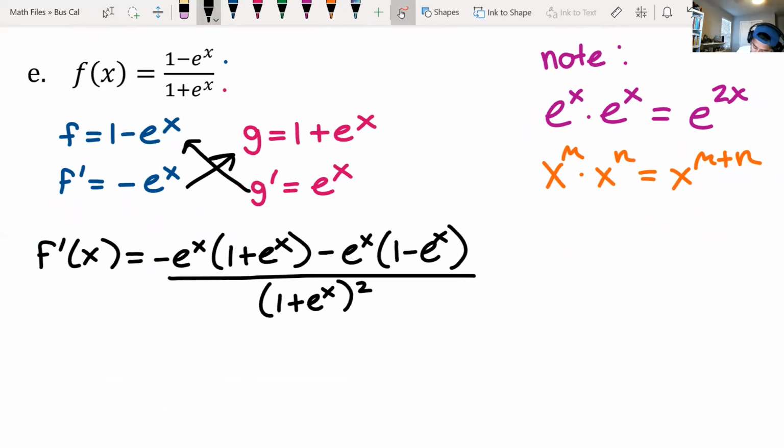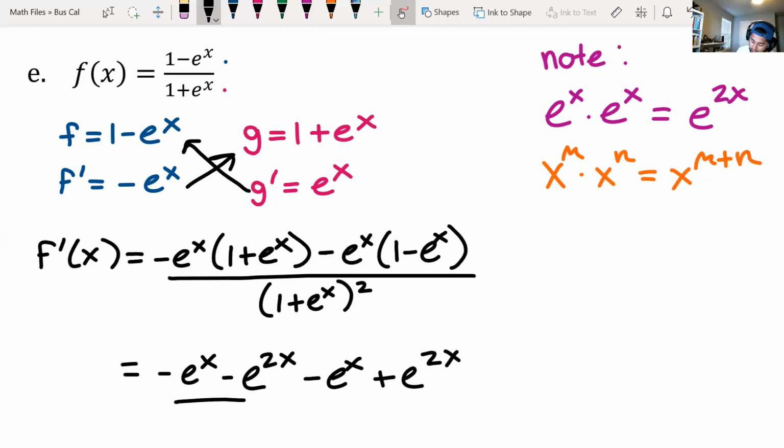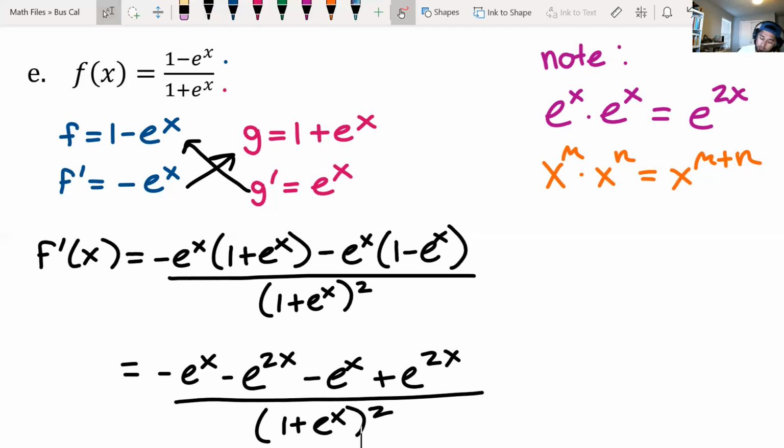Let's distribute that negative e to the x, and you'll get negative e to the x minus e to the 2x, and then distribute the other negative e to the x, and you'll get negative e to the x plus e to the 2x over 1 plus e to the x squared. Okay.